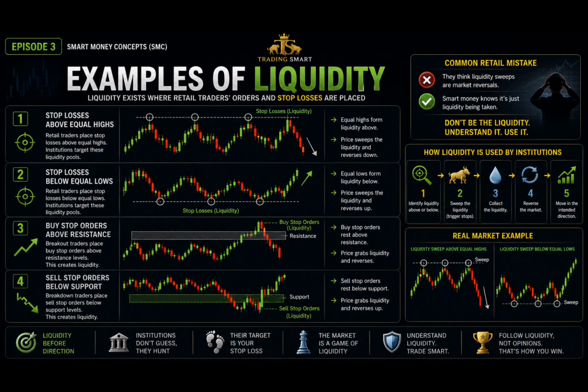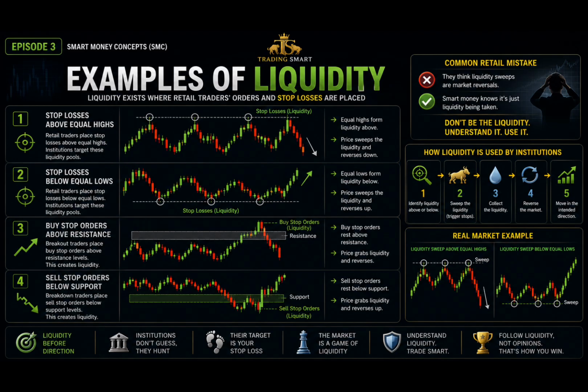Similarly, stop losses below equal lows create sell-side liquidity. Institutions may push price below these lows, trigger stops, and then reverse the market upward. Buy stop orders above resistance and sell stop orders below support also create liquidity pools that attract price. Remember, markets move from liquidity to liquidity. The key is not to become the liquidity, but to identify it, understand it, and trade alongside institutional flows.